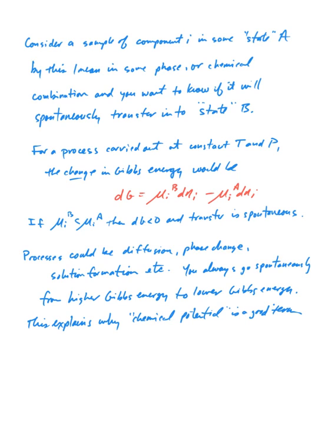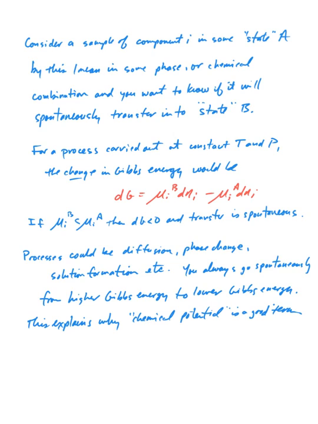So this gets a little theoretical, but follow with me. Consider a sample of component i in some state, and that state is A. So let's just think of an ice cube. So component i, water, in some state. Now by this I mean it could be a phase or a chemical combination, and you want to know if it will spontaneously transfer into state B. So for a process carried out at constant temperature and pressure, the change in Gibbs energy would be the difference between the Gibbs energy in state B and the Gibbs energy in state A.